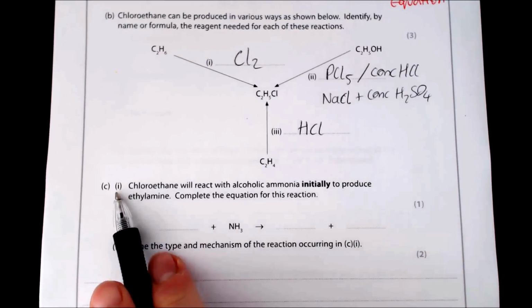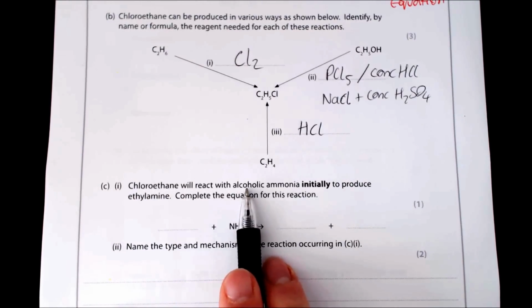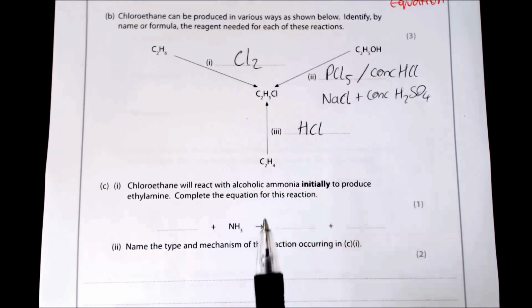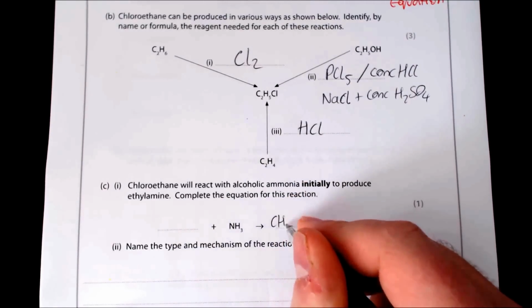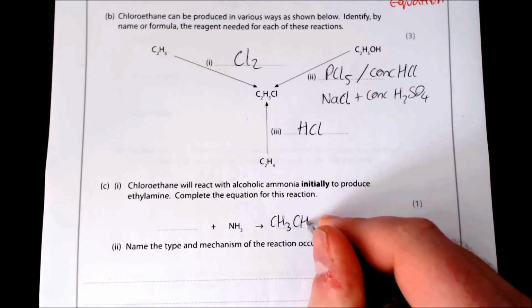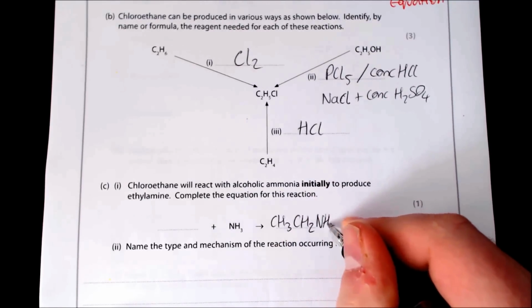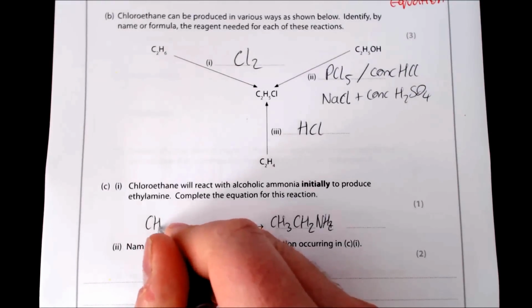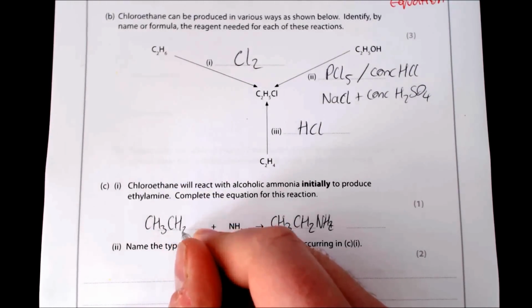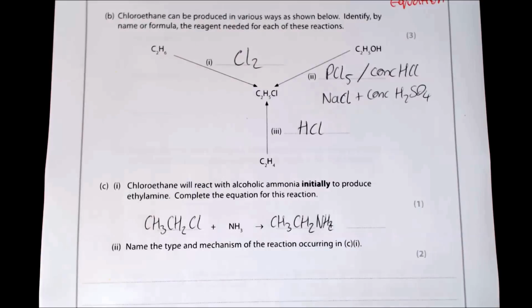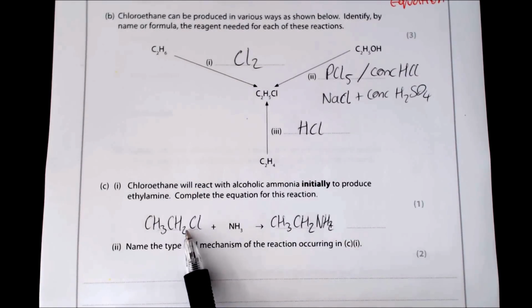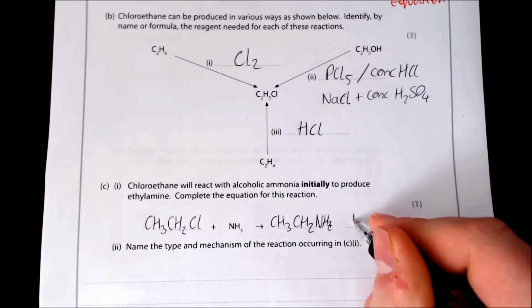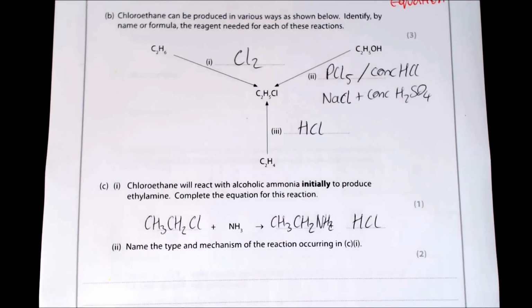Okay, so part C. See part 1, it says chloroethane will react with alcoholic ammonia initially to produce ethylamine. Complete the equation for this reaction. Okay, so let's write ethylamine first, because that's the product that we're producing. So it's going to be CH3CH2NH2. There's ethylamine. And we're starting with chloroethane, so let's put that over there. They've literally told you what's going to react. So there's your haloalkane. And then the only other product that's left, you've got a chlorine there and the hydrogen from here because that's NH2. So hydrogen from here, these will react to form HCl. And so you get 1 mark for all of that.